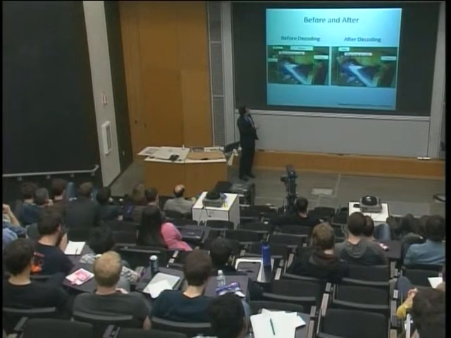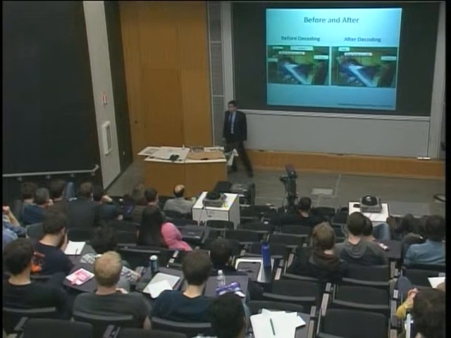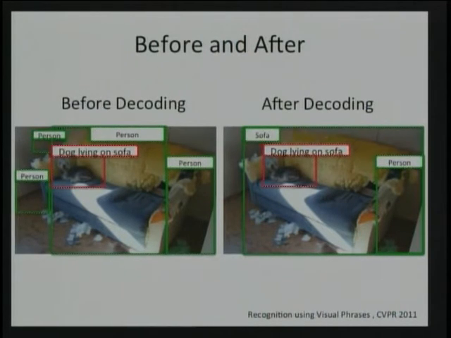There are four wrong person predictions. This strong dog-lying-on-a-sofa prediction manages to convince the decoder to push a sofa prediction and get rid of a person prediction.